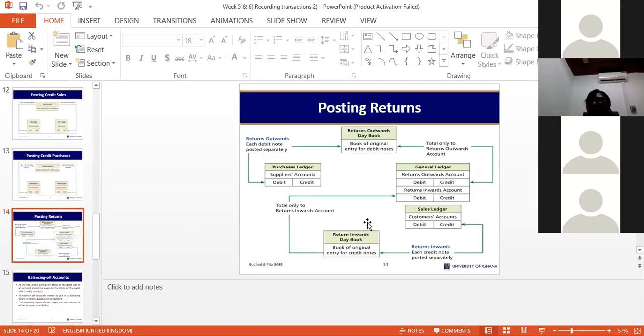Then we also have returns. Remember that anytime we sell, we have returns inwards, and when we buy, we have returns outwards. So how do we post these returns? We'll look at the returns outwards. For returns outwards, each debit note will be posted separately to the supplier's account. So for instance, Susie, okay.